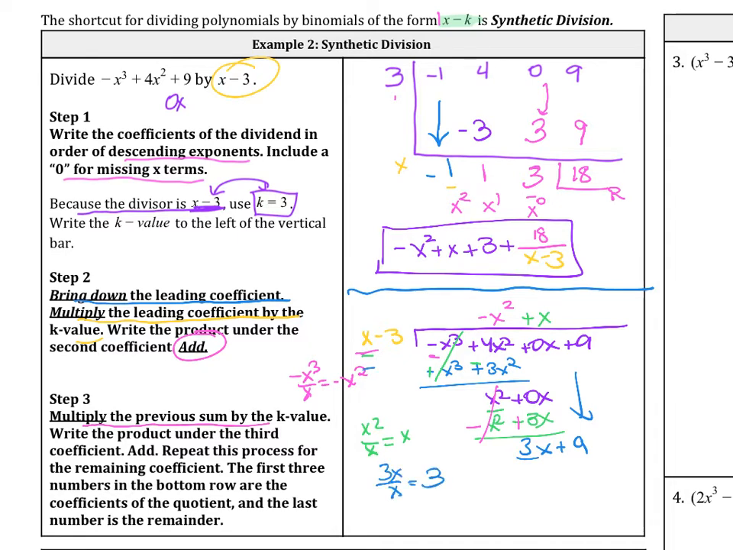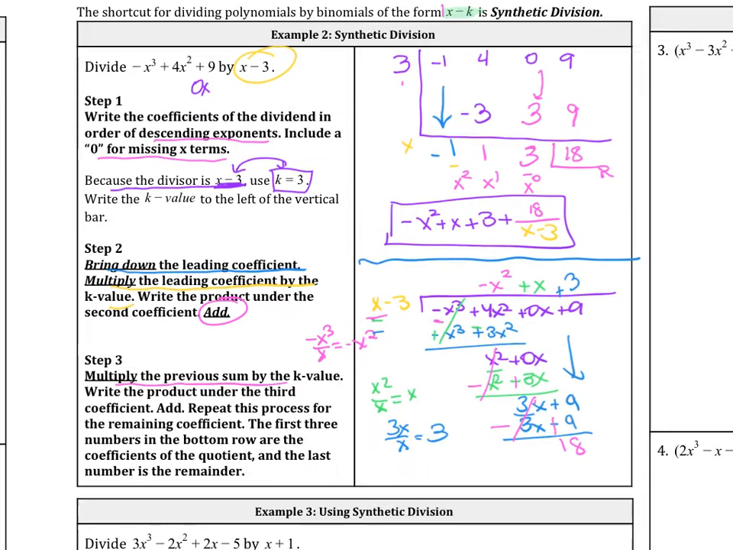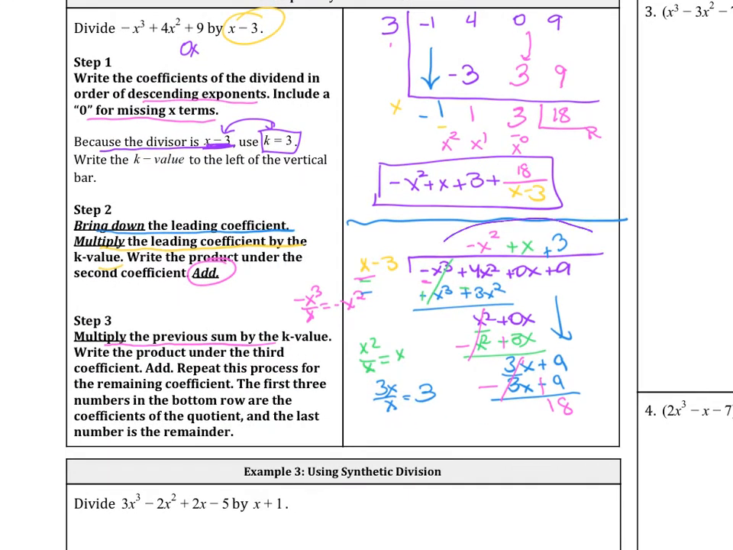That gets us a positive 3, and that goes here. Then we multiply. 3 times x is 3x. 3 times negative 3 is a negative 9. Then we subtract, and we get a remainder of 18. So notice we get the same exact answer.